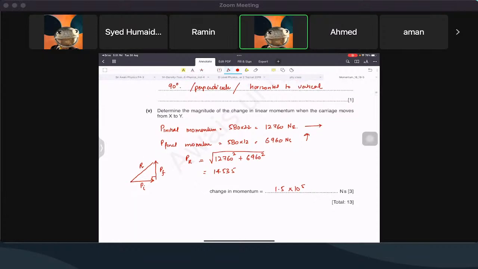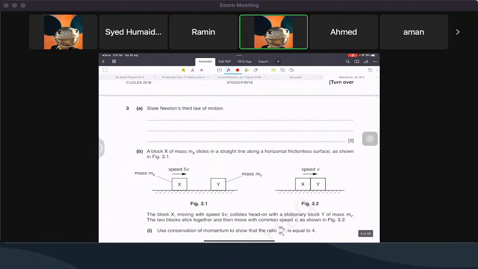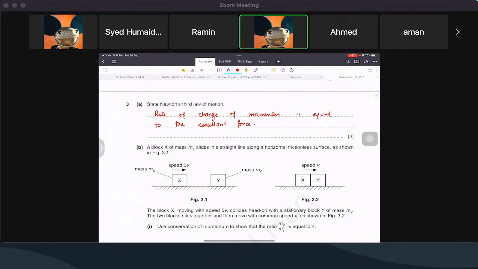In the next question, it says define Newton's third law. We already know Newton's third law is basically rate of change of momentum is equal to the resultant force. So this is basically Newton's third law.